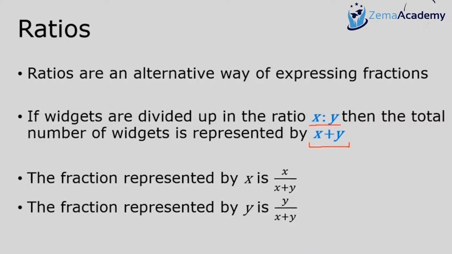We then, for x and y, can come up with two fractions that we'll be using to calculate a final value. So here, our x fraction is x divided by x plus y, and our fraction for y is y divided by x plus y. I'll show you in numbers what that means.